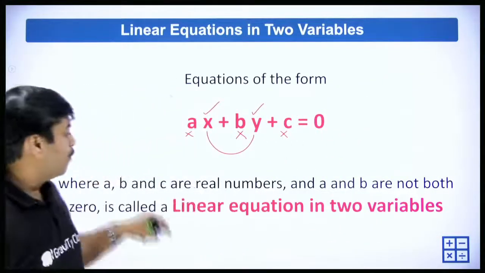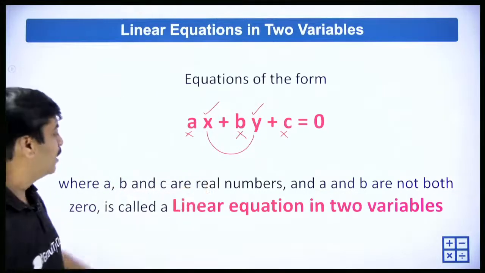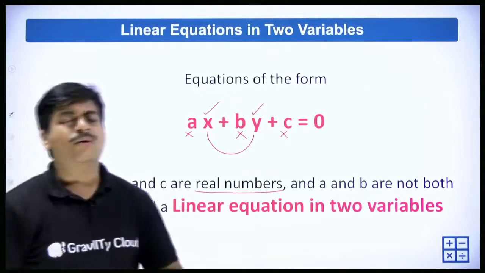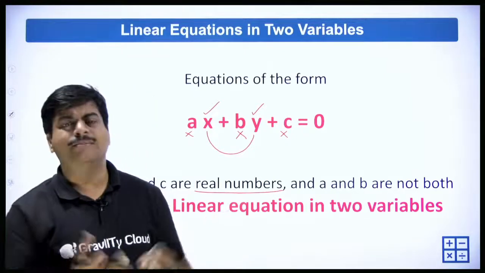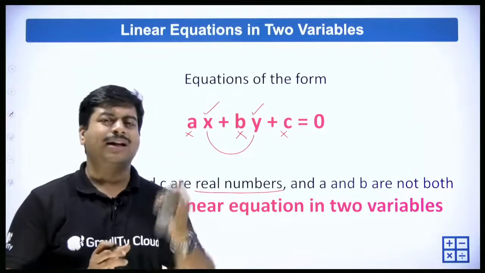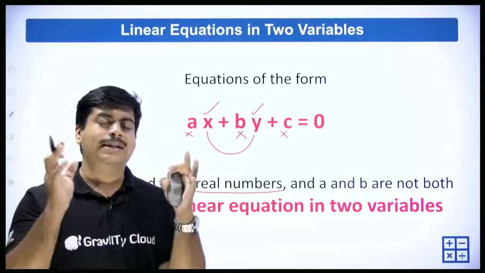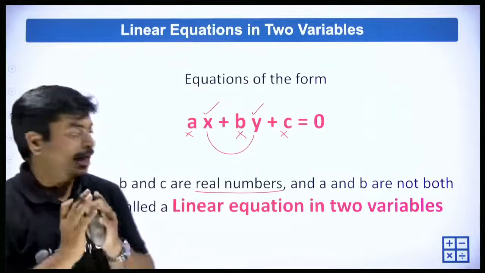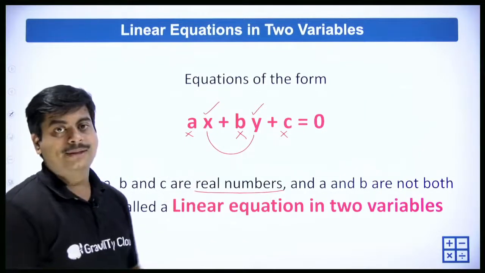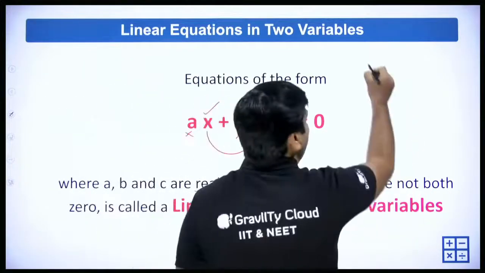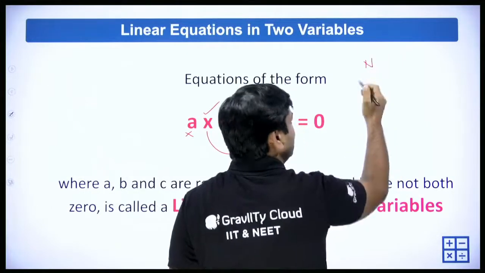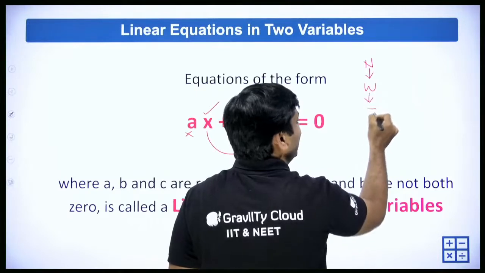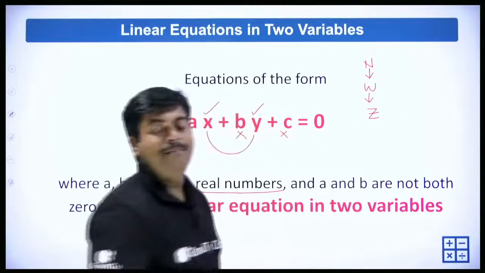What are they? Where a, b and c are real numbers. What do you mean by real numbers? Later we'll be discussing what are real numbers and what are complex numbers. But for now, we know what are natural numbers. Extended to that, we know what are whole numbers. Extended, we know what are integers, represented with Z.